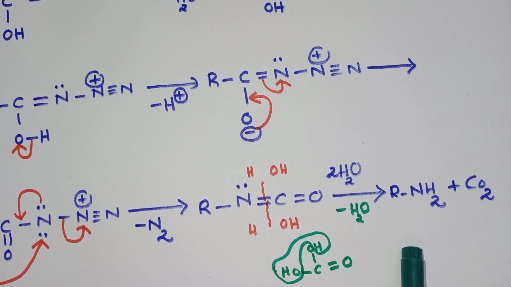We have seen that carboxylic acids, when treated with hydrazoic acid in the presence of concentrated H2SO4, the product will be amines. And I have shown you the mechanism. The mechanism takes place in 3 steps. It looks quite complicated, but I think I made it easy writing in 3 steps.